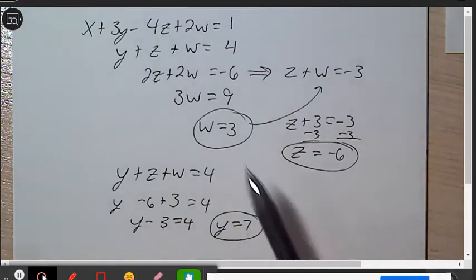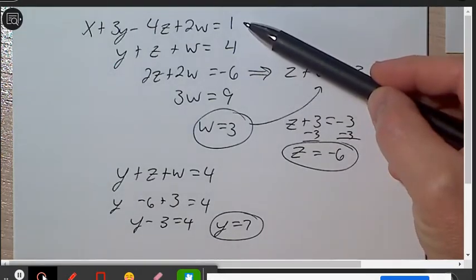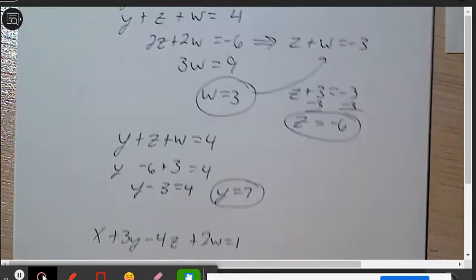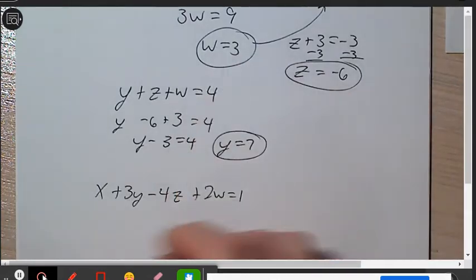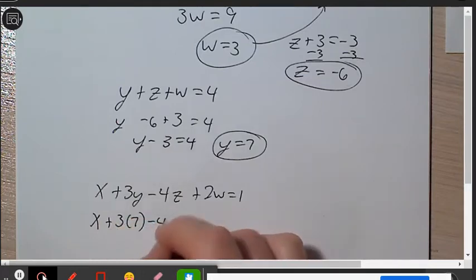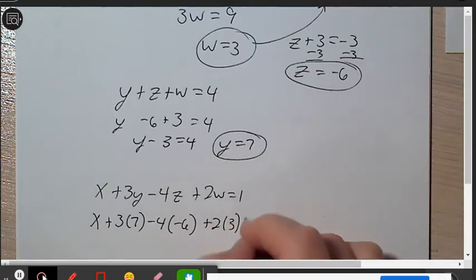And then you would take these three values and plug it back into the original equation that you have on the very top of it back here, which lots of times people call equation 1. So then we'll take x plus 3y minus 4z plus 2w equals 1. And again, we're going to take these three values to plug it back in here. So we've got x plus 3 times 7 minus 4 times negative 6 plus 2 times 3 equals 1.